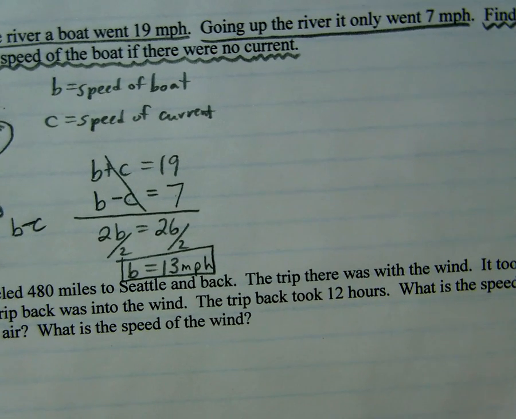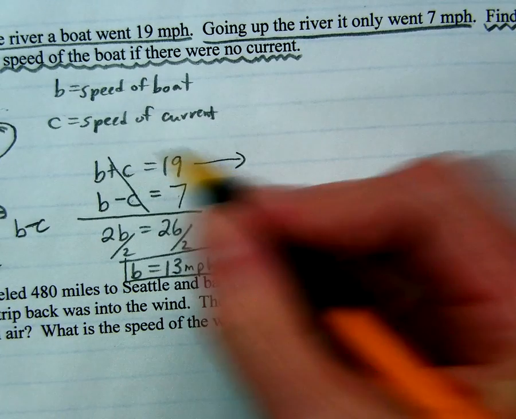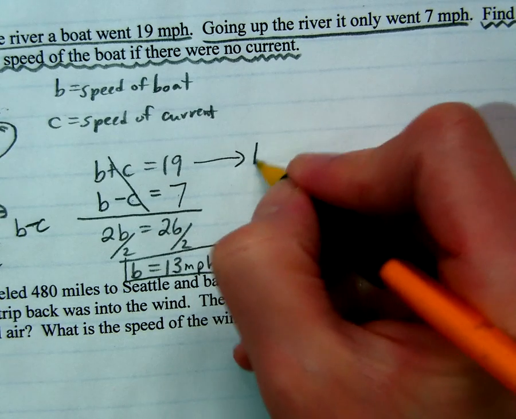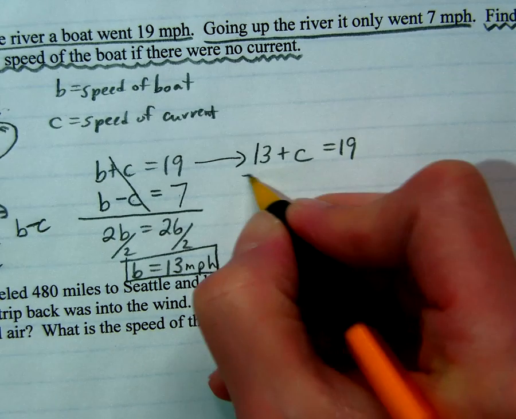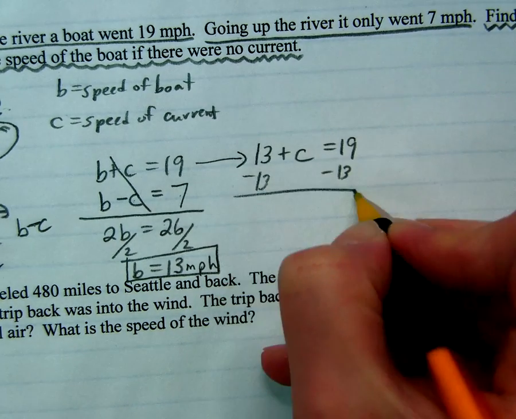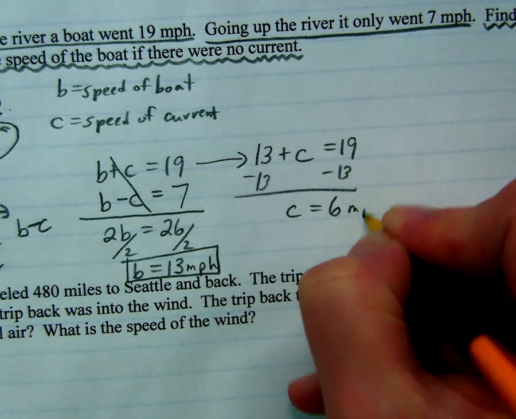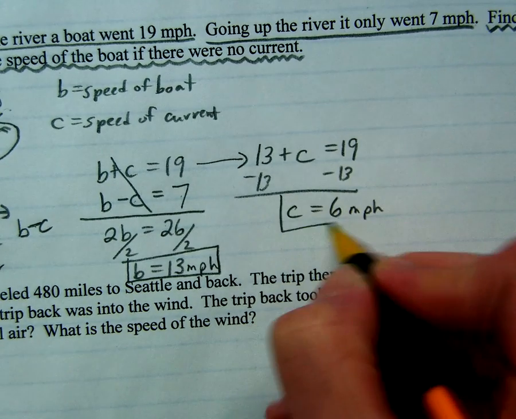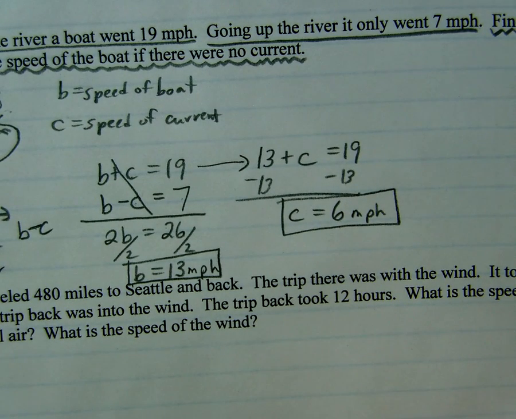Then we can figure out the current just by putting that back into one of these equations. So I'll just take the top equation. So I'm going to put 13 in for B, plus the current was 19. So if we just take that 13 off, we find out that the current is 6, and that would be miles per hour. And so the boat is going 13 miles per hour. The current is going 6 miles per hour.